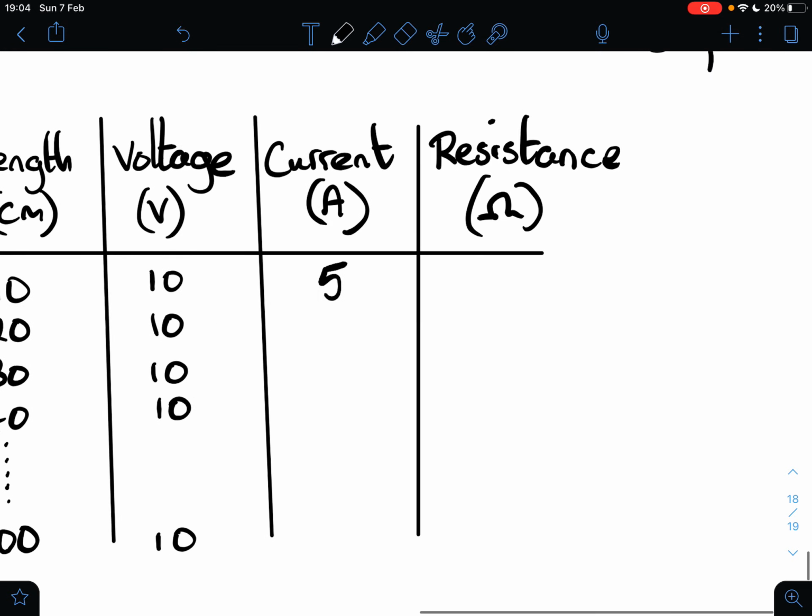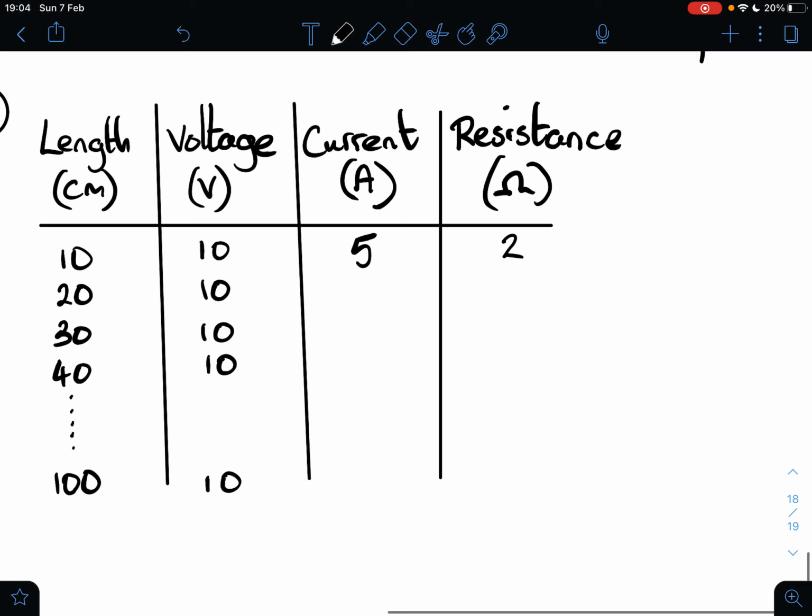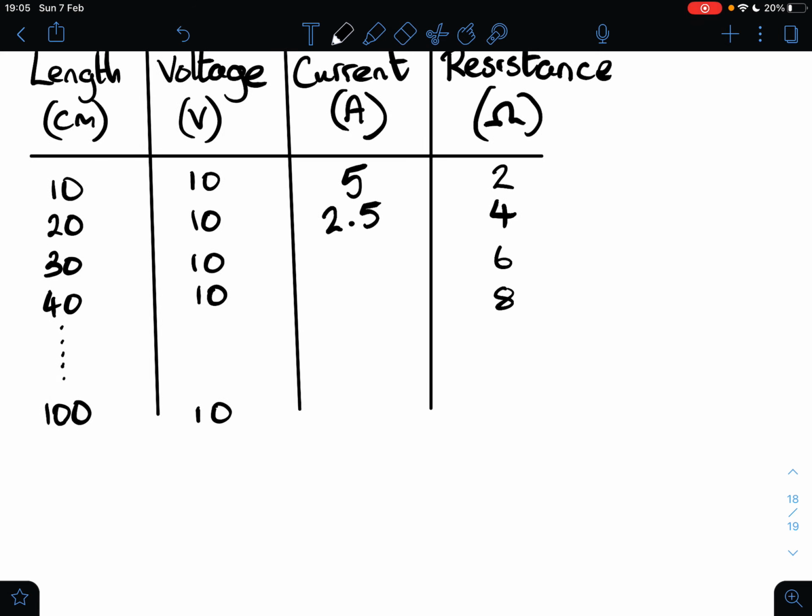Now let's use Ohm's law. Ohm's law is resistance is voltage divided by current. So we're going to have 10 over 5 is 2 ohms. Next, we straight away see when we double the length, it's twice as hard to get through. 4. Then it happens again. 6, 8. And so going down, we see that the resistance increases more and more, to the point where when we get to here, we might have, I'm trying to now estimate, 0.5, which would be 20.